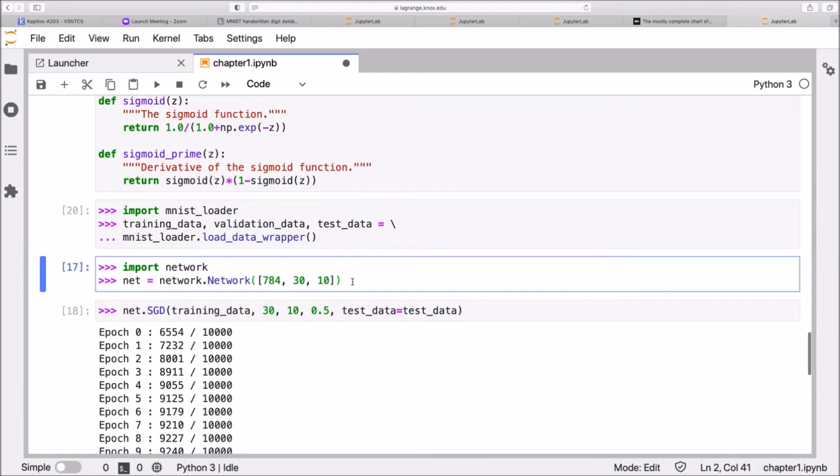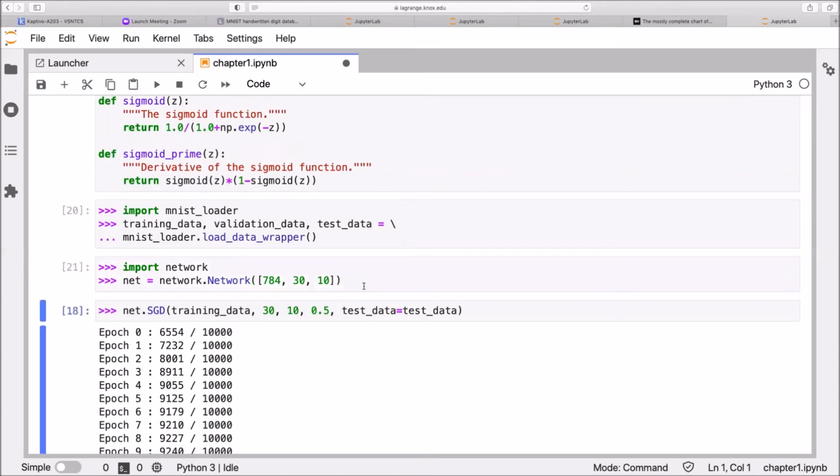The first number is 784 neurons. The second number, 30, means I use 30 neurons in the hidden layer. For the output layer, we have no choice, we have to use 10 neurons. And 30 here means I run 30 epochs, so 30 iterations.